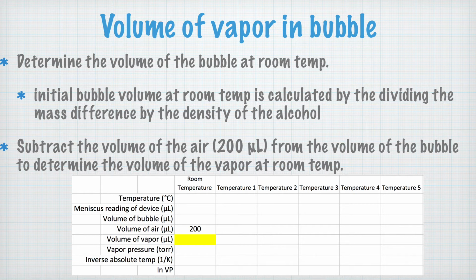Okay, so that first temperature then, we'll know our initial bubble volume by doing the density and the mass difference. And then we know the volume of the air, which was 200 microliters. So we can subtract that, and that will give us the volume of the vapor at that first temperature. So that yellow box there will have the answer. It'll be in microliters. It should be a relatively small number, and so we can go from there.